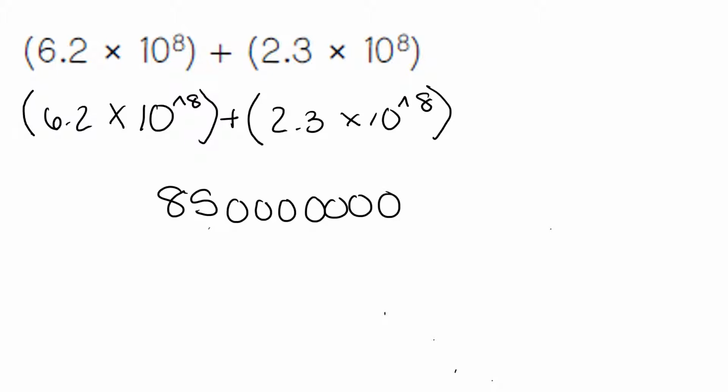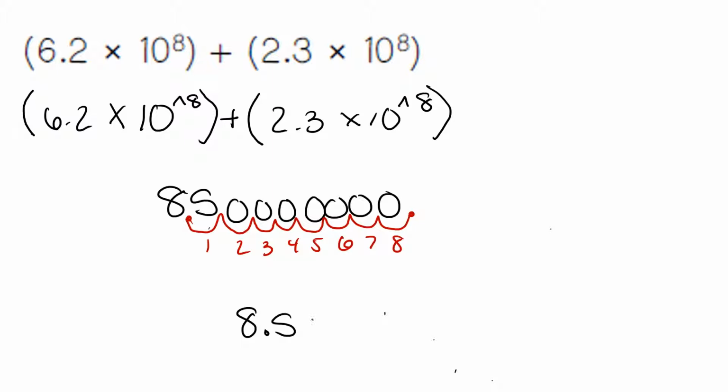85,000,000,000. Again, this answer is not in scientific notation, so we need to move the decimal point. The decimal starts here at the end. We want to move it till it's behind the first number, meaning we have to go 1, 2, 3, 4, 5, 6, 7, 8 times. 8 times we're moving the decimal point. So when we write the final answer, we write it as 8.5. Don't write the zeros. We always write times 10, and then to the 8th power.